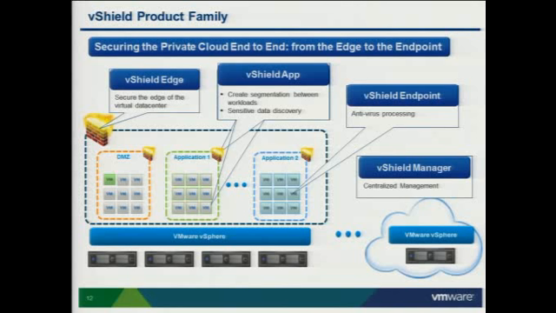So the vShield product family has three major pieces and a manager. The first piece is vShield Edge. This is a virtual layer 2 firewall that allows you to protect the edge of a virtual data center. Then we also offer vShield App. vShield App is a layer 2, 3, and 4 firewall that allows me to separate my applications from each other at a virtual layer.